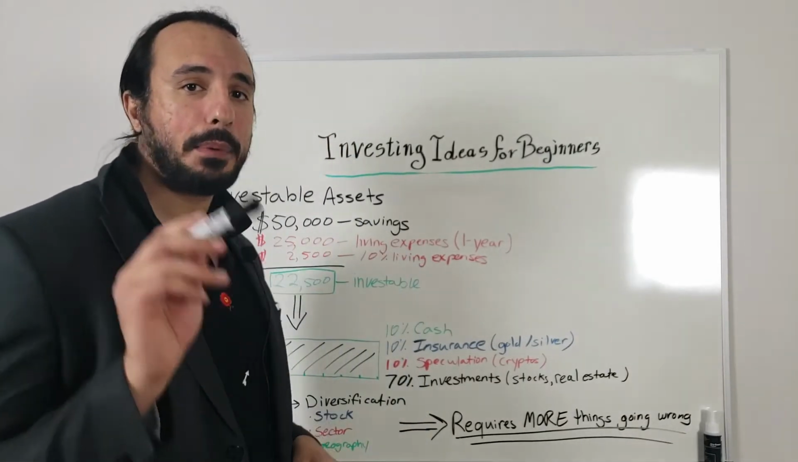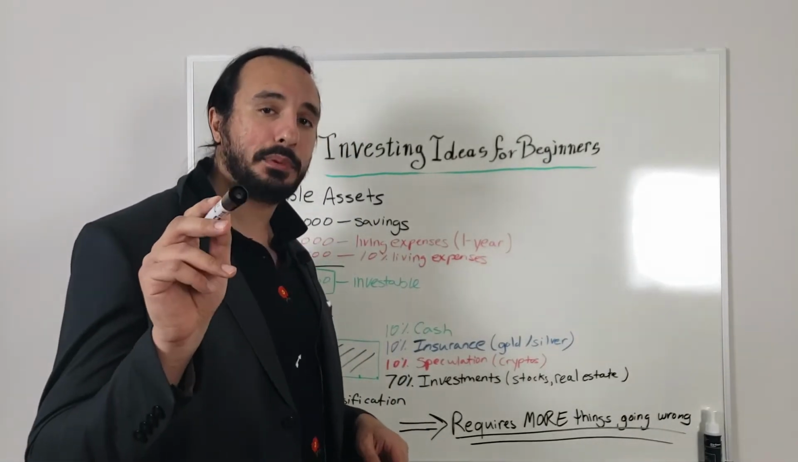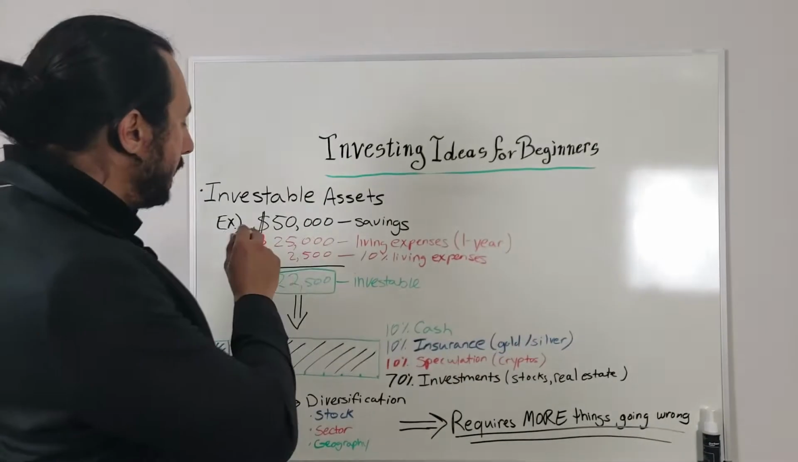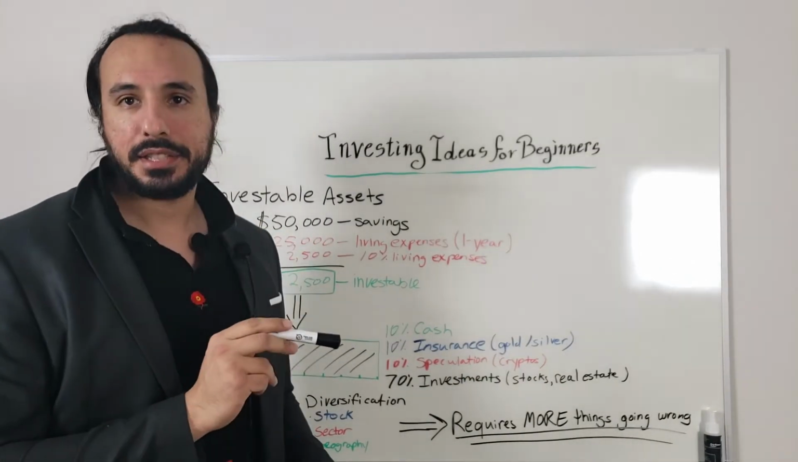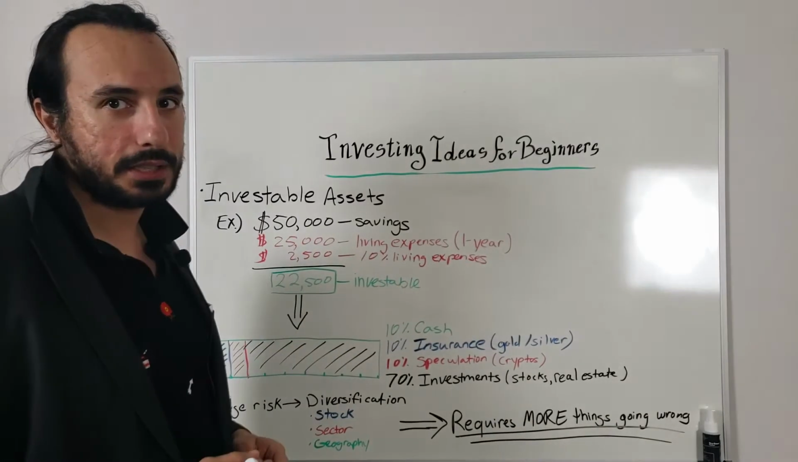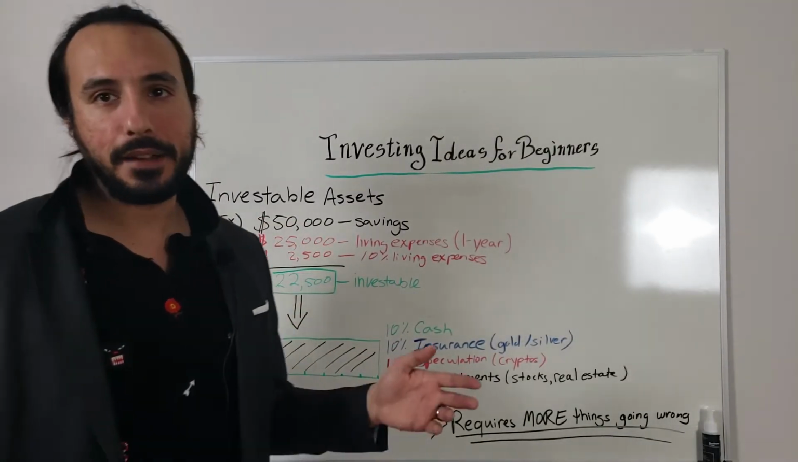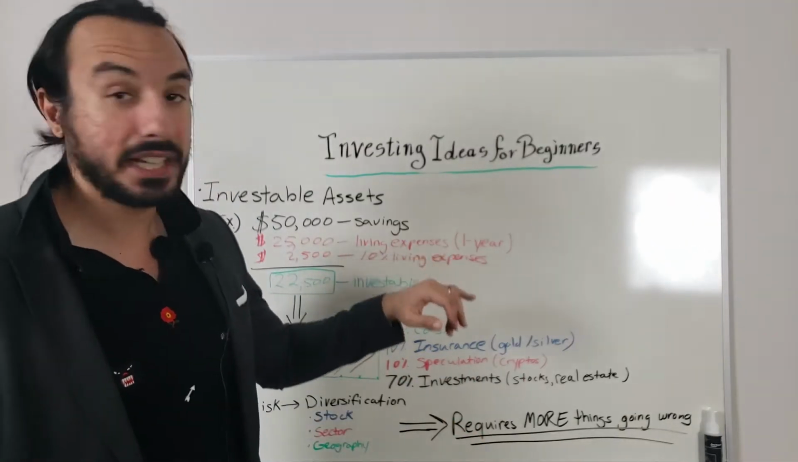So with that said, I'm going to run you through a simple example here. This is sort of how I structure my portfolio. Let's say you have about $50,000 in your savings account. You've saved out across your entire life. You got 50 grand. It costs you about $25,000 a year in annual living expenses.